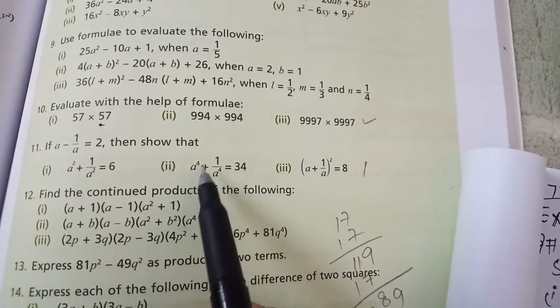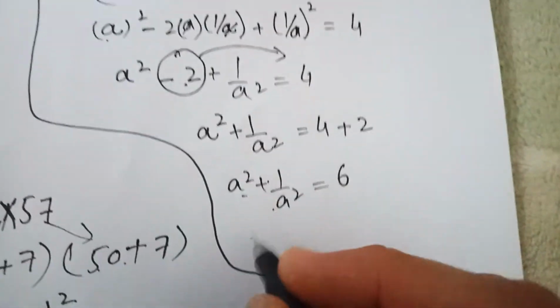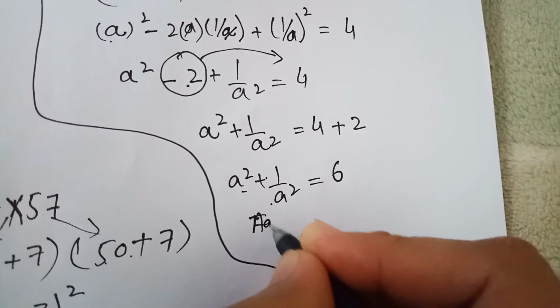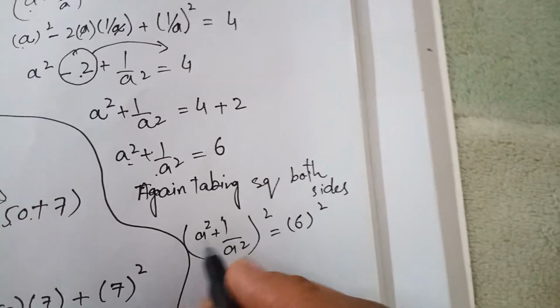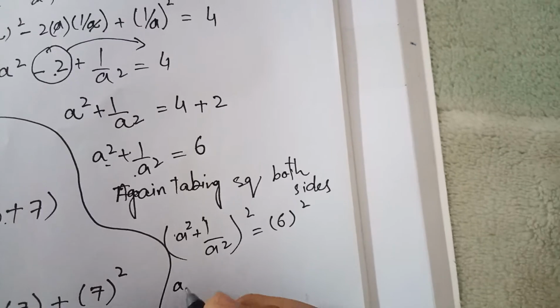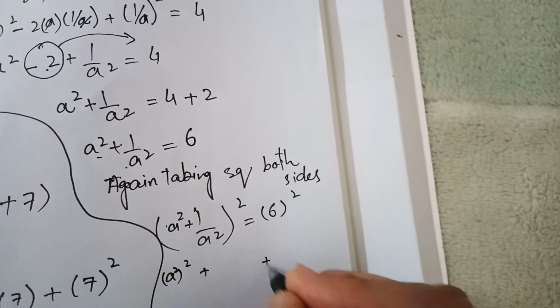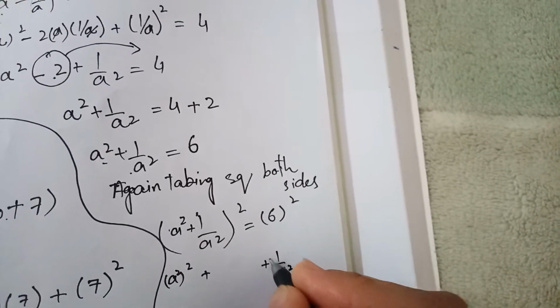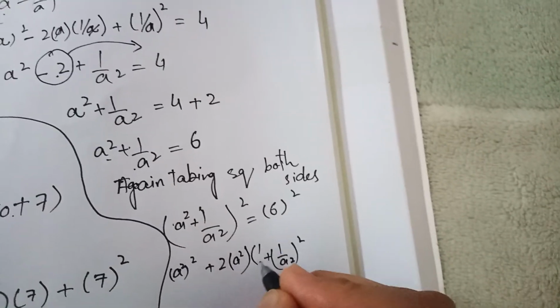Now we have to come to the second situation, that is a raised to power 4 plus 1 over a raised to power 4 is equal to 34. So we will take another square of the given answer. Again taking square, (a square plus 1 over a square) whole square is equal to 6 square. What's the square of a square? This is a raised to power 4, plus b square, that is 1 over a square again squared, plus 2 times ab, that is a square and 1 over a square.